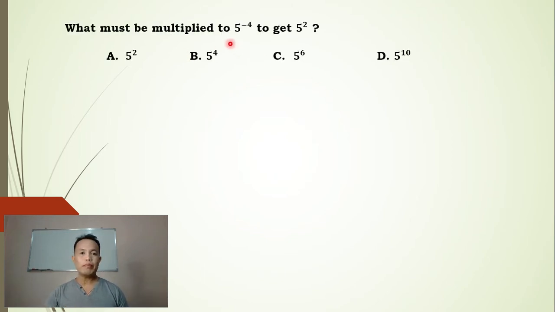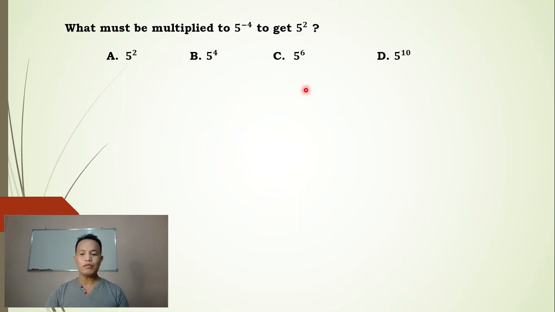What must be multiplied to 5 raised to negative 4 to get 5 raised to 2? A. 5 squared. B. 5 raised to 4. C. 5 raised to 6. D. 5 raised to 10. Now, as you have observed, this is multiplication of exponential expressions. But we have to take note that what is being asked here is the exponential expression that must be multiplied to 5 raised to negative 4 so that the answer will be 5 raised to 2.